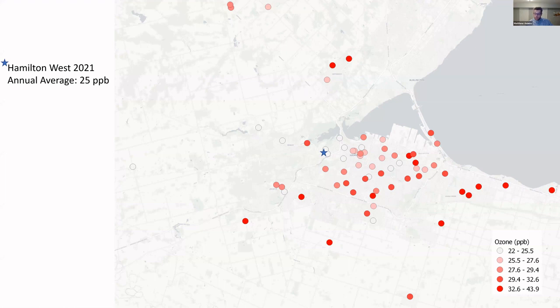The big takeaway is if we look at the Hamilton West monitor, which is the least urban of the air monitors from the MOECP that are in our region, it's the least urbanized within our city, but it is still adjacent to some major roads. If we were to use that to represent air quality across Hamilton, it would do a good job for individuals in the city, but it would really underestimate ozone for individuals who are in rural communities.